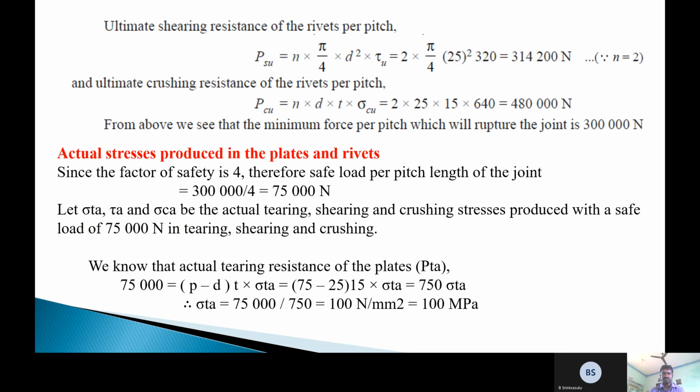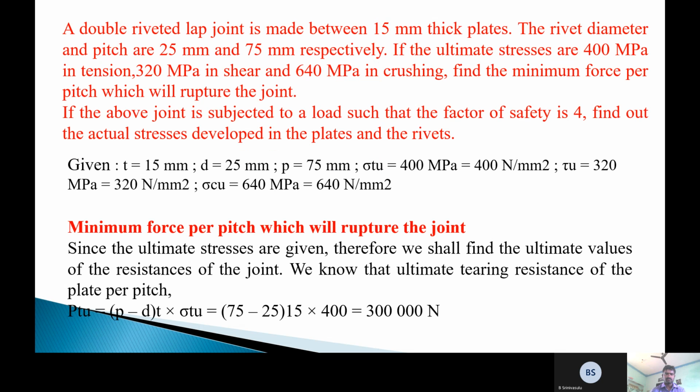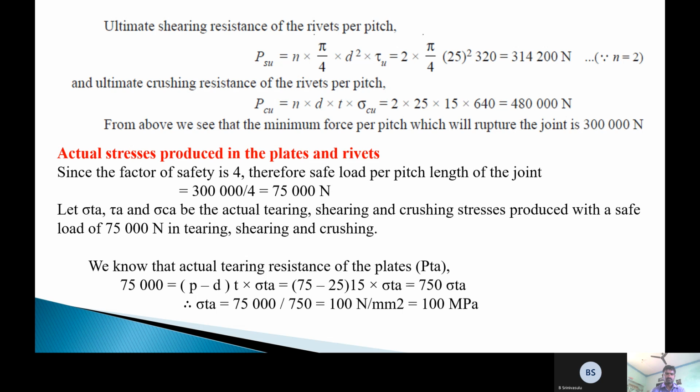Next, the ultimate shearing resistance. The ultimate shearing resistance of the rivet per pitch, P_SU, equals n into pi by 4 into d square into tau_u, which equals 3 lakh 14,200 newtons. Here n equals 2, the two rivet holes.